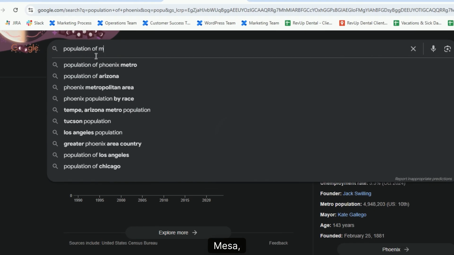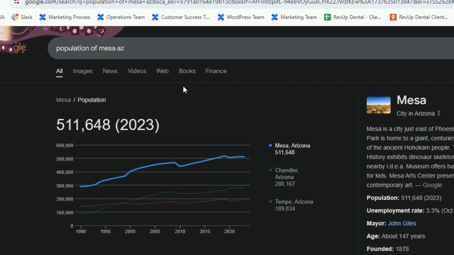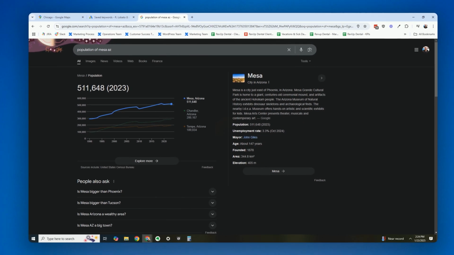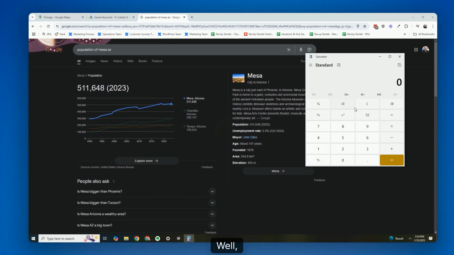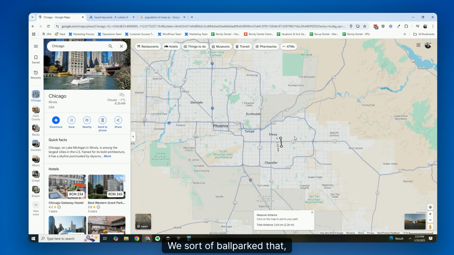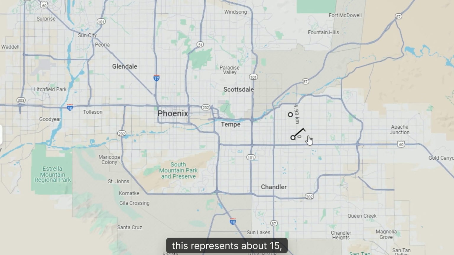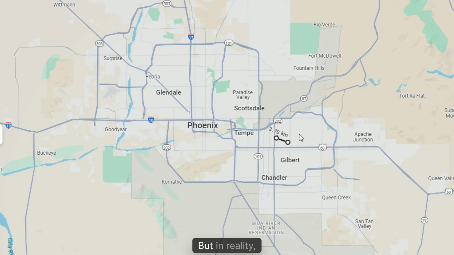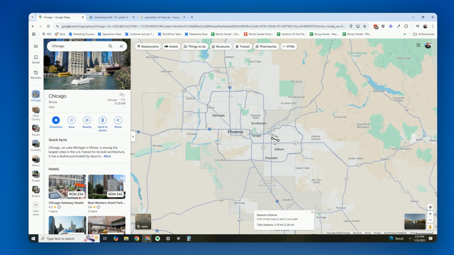So if we take a look here, there are 1.65 million people in Phoenix, but if we take a look at Mesa, Arizona, we can see there's about 511,000 people. So if we take that and we say, okay, well, I have 511,000 people out of a greater 1.65 million people in the Phoenix area. That means that there's roughly about 31% of people in Phoenix, Arizona, they live in Mesa, Arizona, right? So 31%. So it's actually even higher than 15%. We sort of ballparked that, this represents about 15% of the greater Phoenix area, but in reality, a whole ton of people live in this area.